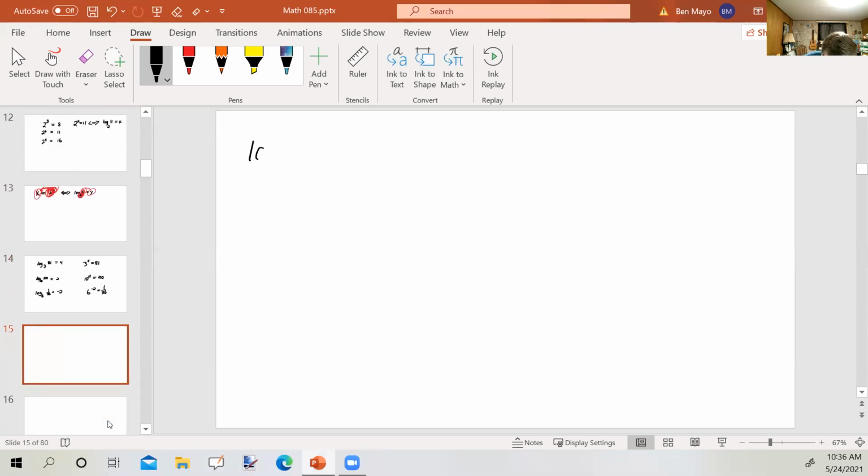How about this one? Log base 8 of the cube root of 8 equals 1/3. Writing this in exponential form, 8 to the 1/3 power equals the cube root of 8. Isn't that true? All right.